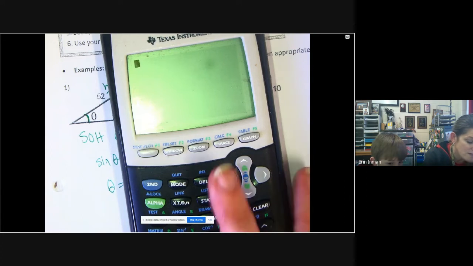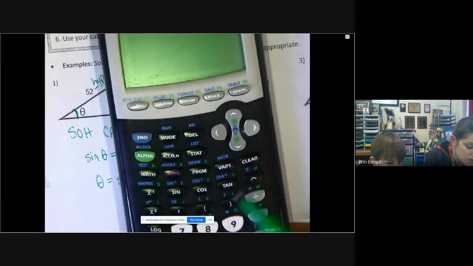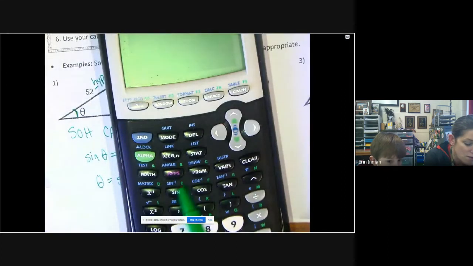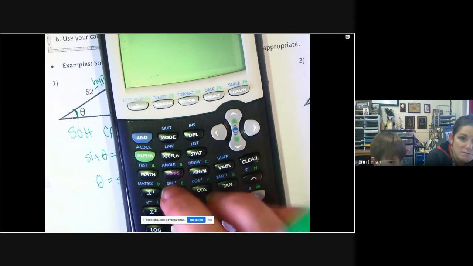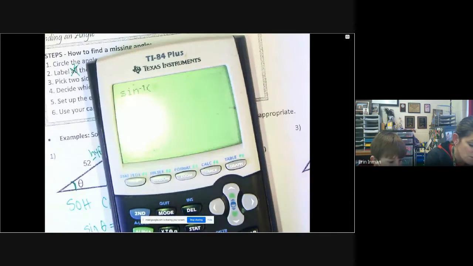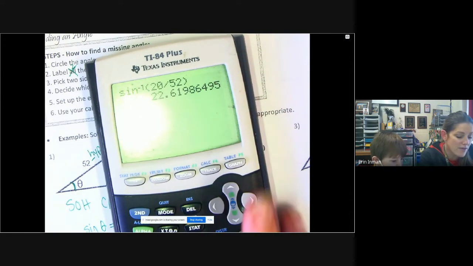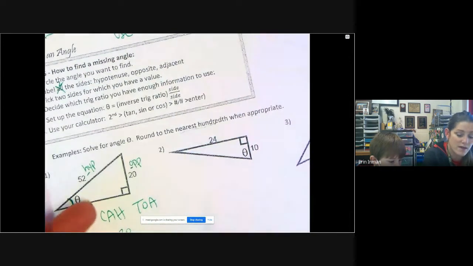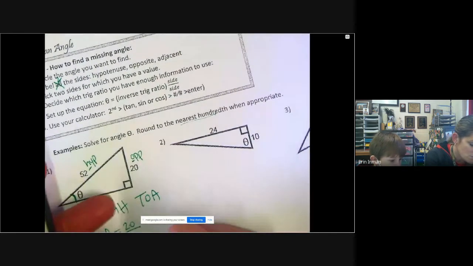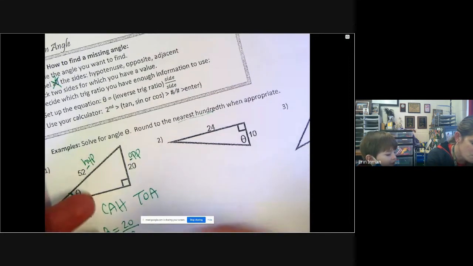So we said we needed to do the inverse of sine and then 20 over 52. Notice here's where my sine button is, and right above it, it has the inverse of sine. It's blue, so I'm going to use the second button. And sure enough, I get the inverse of sine. And we said 20 divided by 52. And I get 22.61, and it keeps carrying on. They said to round to the nearest hundredth, so it's 22.62 degrees.